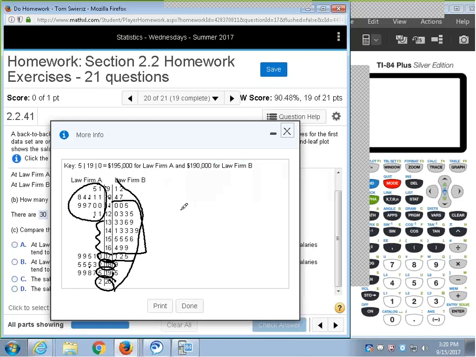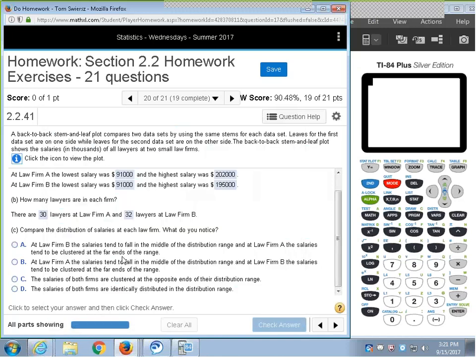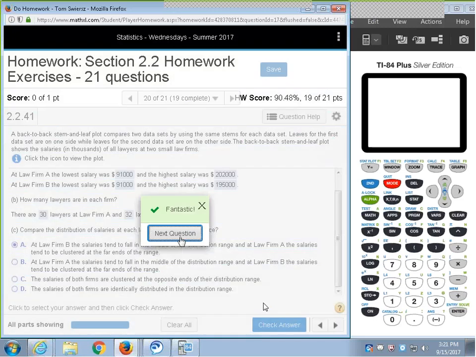So let's see if we can find a choice that pretty much says what we just saw there. Okay, A is two clusters. At law firm B, the salaries tend to fall in the middle of the distribution, and at law firm A, the salaries tend to be clustered at the far ends. That's exactly what we just saw, right? So that's got to be the right answer. Again, firm A tends to fall in the middle? No, that was B. Both of the firms clustered at opposite ends? No. Both of the firms are identical? No, very different. So again, obviously A is exactly what we said.